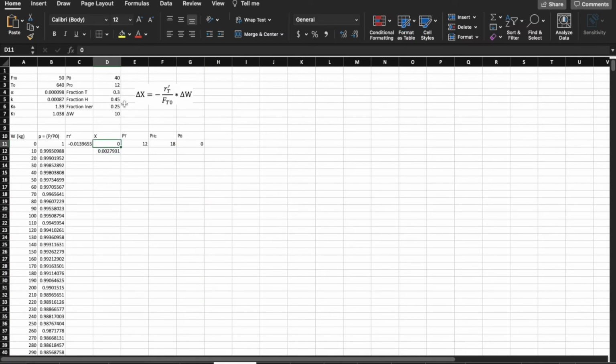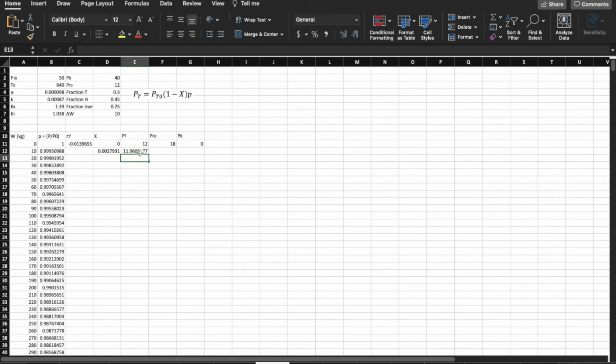Next, I solved for the conversion, and initially the conversion is 0 because the reaction has not occurred yet. And right here, given this delta x equation, I can solve for the x at 10 kilograms because it's going to be the row above minus RT divided by FT naught times your change in weight. I also cannot drag this down because I do not know the reaction rate right here.